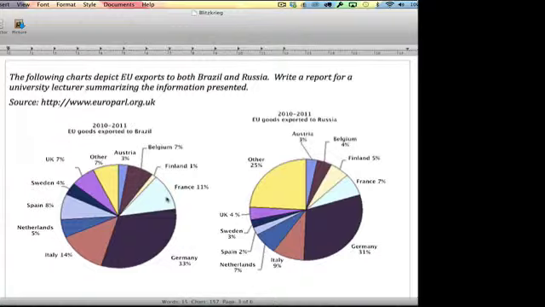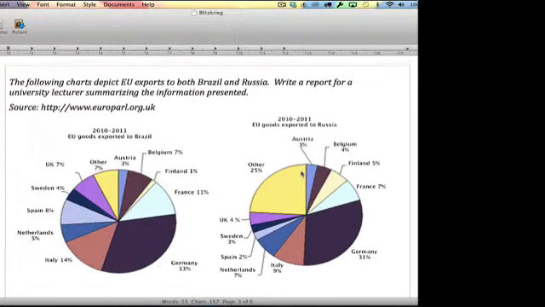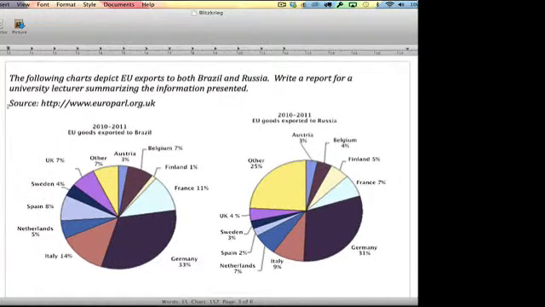Pie charts are normally coupled with another data source, whether that data source is another pie chart, as we see here, or perhaps a bar graph or a table or even a diagram. So it is important that you recognize the need to establish the relationship that exists between the pie chart and whatever second data source you're given. Now, in our instance here, we are comparing quantities of EU export goods to Brazil and to Russia. Okay, so it reads, the following charts depict EU exports to both Brazil and Russia. Write a report for a university lecturer summarizing the information presented.